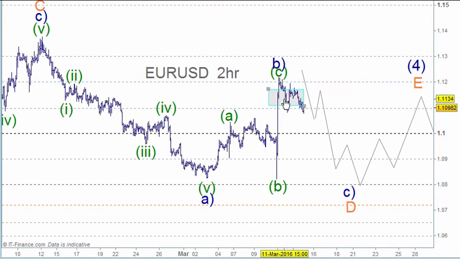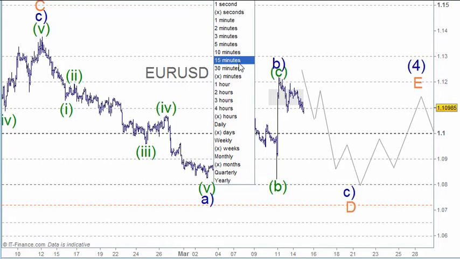As you know, we are looking for a move up into the 61.8 retracement level here. So we've pretty much got that, and we're looking for a move down. But I can't confirm that move down just yet, but I want to explore this particular pattern that we're looking at here on the 15-minute chart.